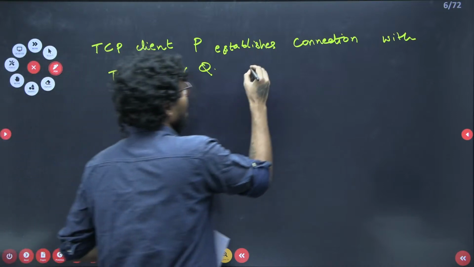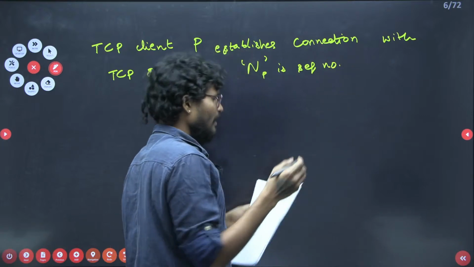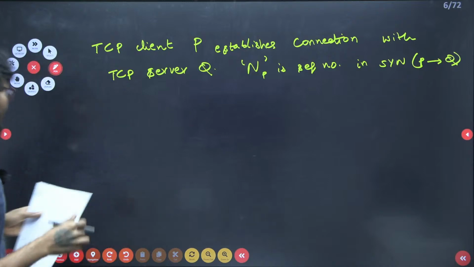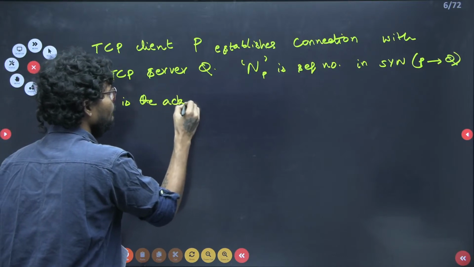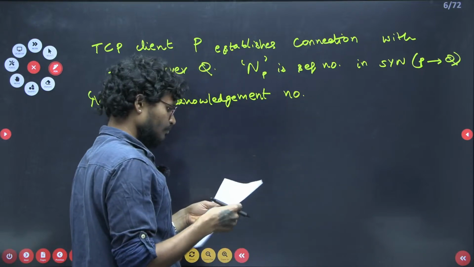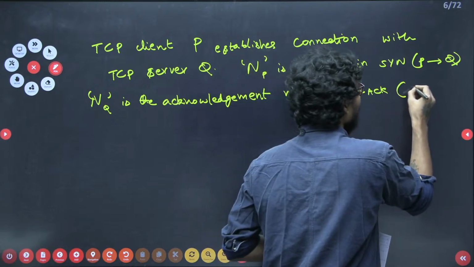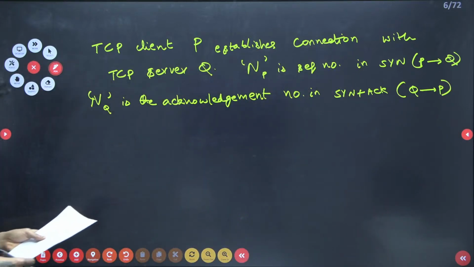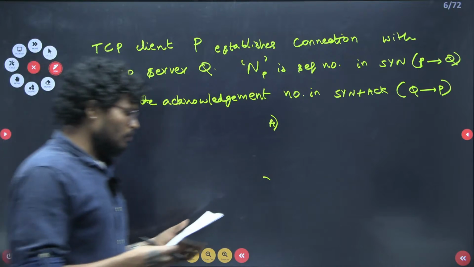Now it is given that NP is the sequence number in the SYN packet that is sent from P to Q, and NQ is the acknowledgement number in the SYN plus acknowledgement packet that is received by P from Q. We are given 4 options and we need to select what are the true statements among them.